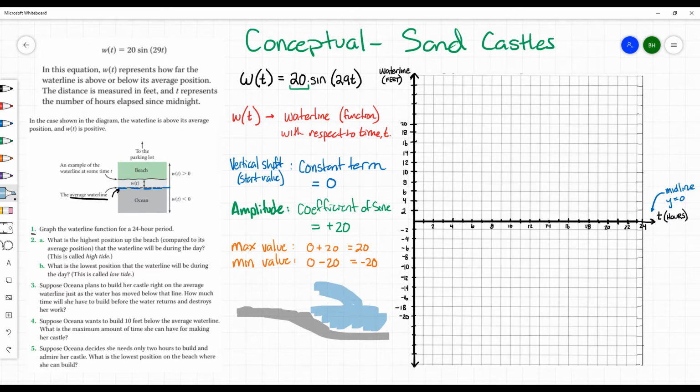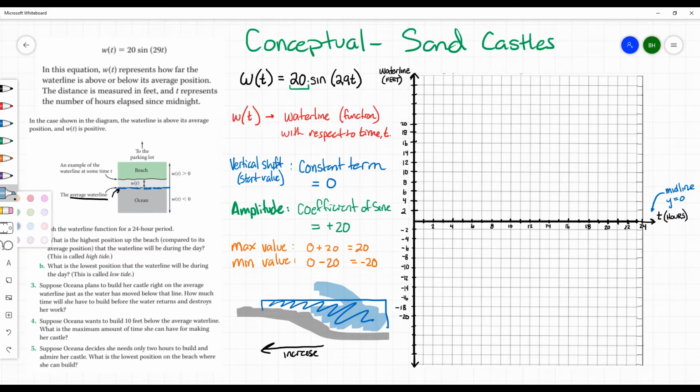Okay, so there's my wave. As the water level increases, let's say it's a little bit more on the beach, right? So you have a little bit more water on the beach, then our water level or the water line is going to increase.